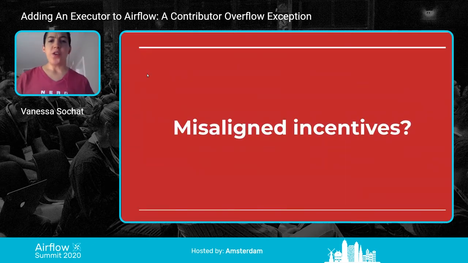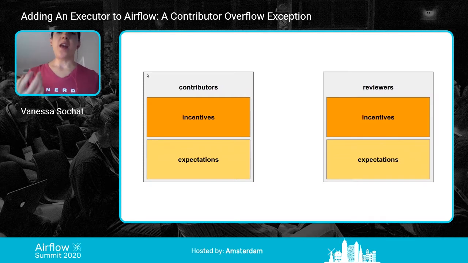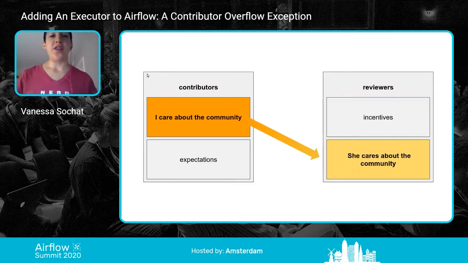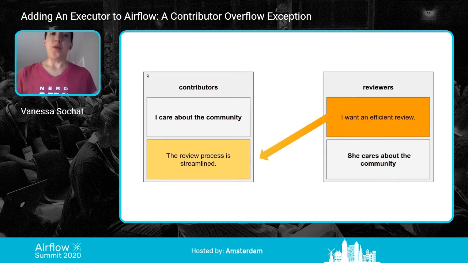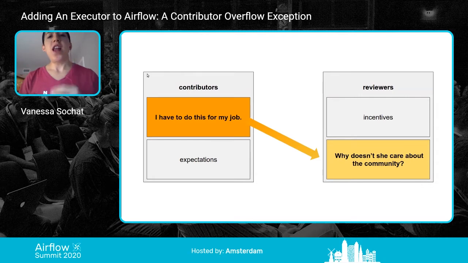And so I hope that what you see here is that we're going to be telling a story about misaligned incentives. Because it's the case that both contributors and reviewers, they both have their own set of incentives and expectations. And so when these things are really aligned, things are great. So if I am a contributor and I care about the community, this is going to be reflected in my interactions on the pull request, for example. And the reviewers can look at that and be like, yeah, this person cares about the community. That is what I would expect. On the other hand, both parties probably want an efficient review. No surprise there. But let's look at another example. Let's say that a contributor is there because they just have to do something for their job.